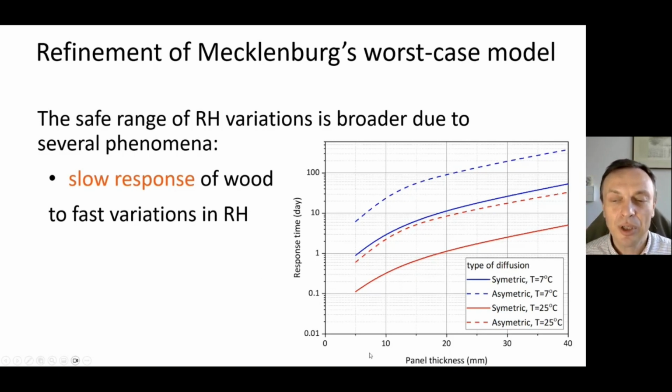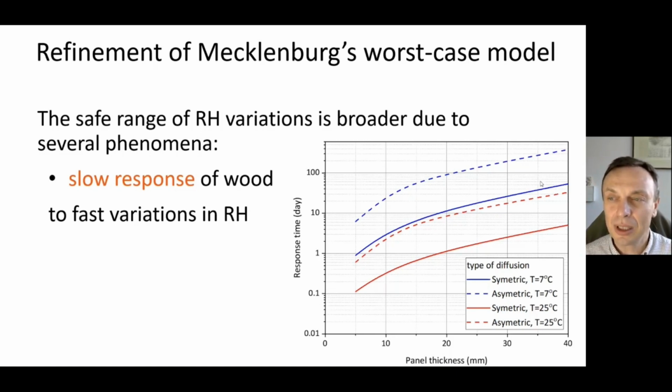Here in this graph you can see the thickness of the panel, here the response time, and we calculate this response time as a function of temperature. The blue lines show the response time for 7 degrees Celsius, and the red lines show the response time for 25 degrees Celsius, and we consider again two situations. One is when we have symmetric diffusion from both sides, so the face and the back are diffusively open to the moisture, or we can have asymmetric diffusion when one side is blocked, usually the front side with oil paint, varnish, or gilding.